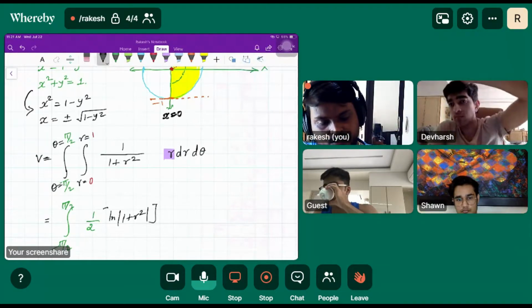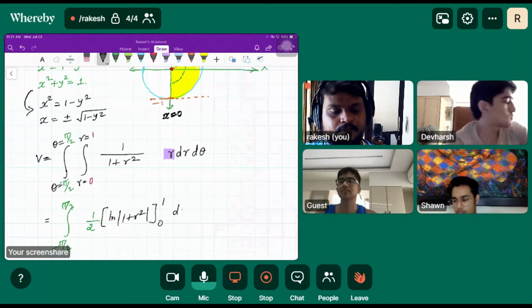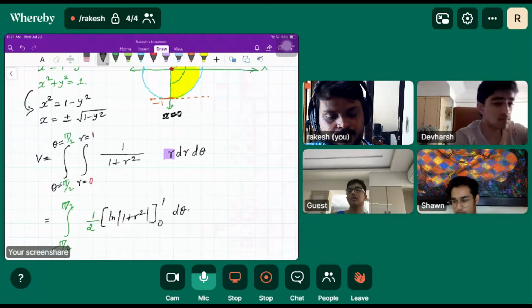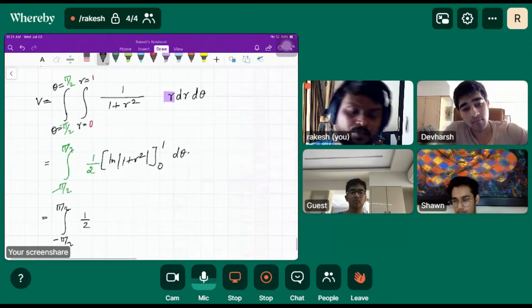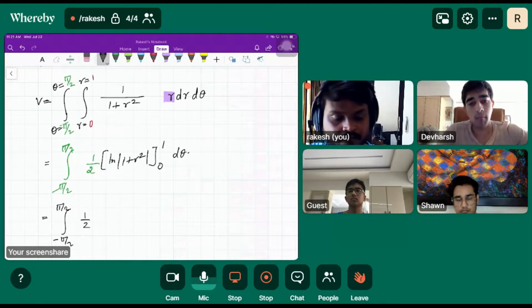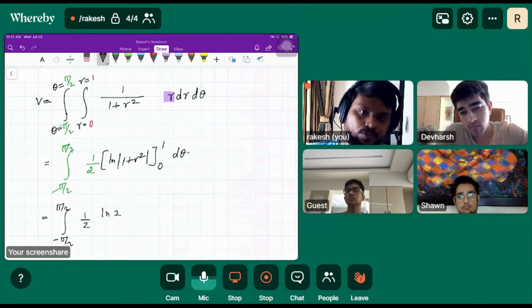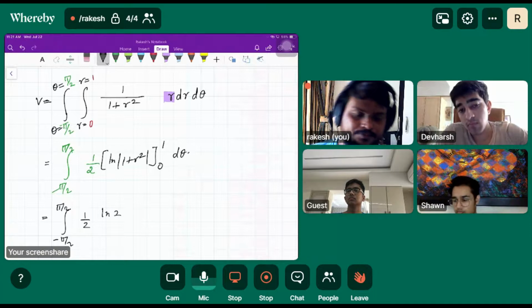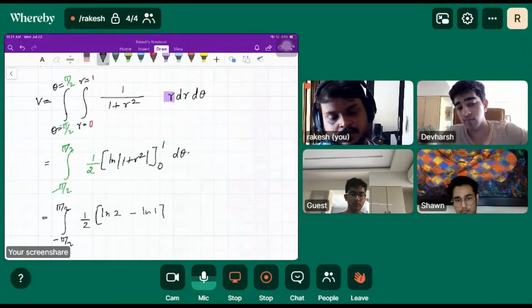The limit needs to be applied here, that is 0 to 1, d theta, from minus pi by 2 to pi by 2, with 1 over 2 in front. Now what about this? If we plug 1 for r, that would be ln 2 minus ln 1, sorry, not 0, ln 1. This is 0, ln 1 is 0, d theta.